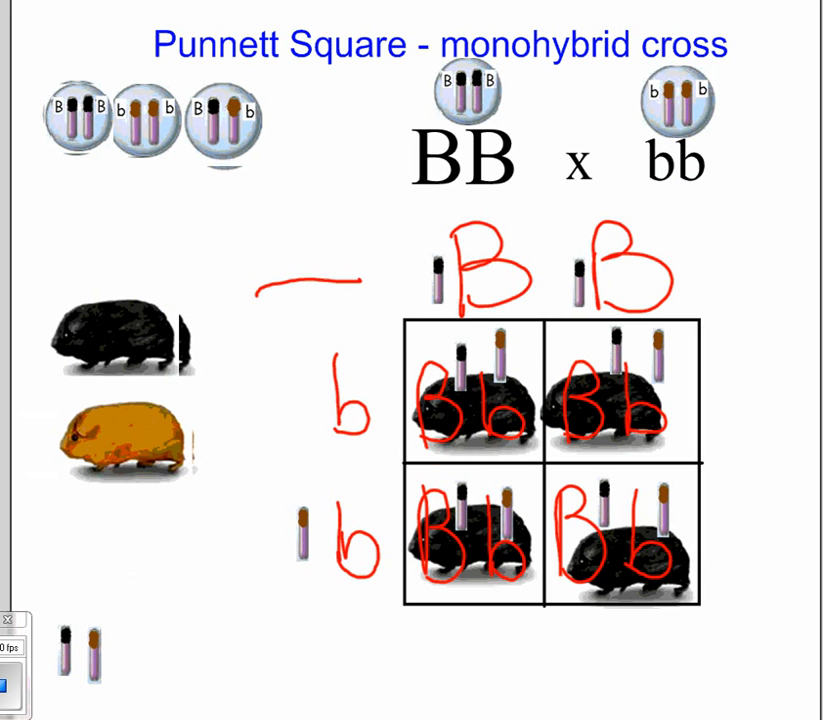So when we look here, we have a total of 4 possible outcomes. And how many would we possibly have that would end up with the genotype heterozygous, big B, little b? 4. So there's a 4 out of 4 chance that they are all going to be heterozygous. Or there is a 4 out of 4 chance that phenotype, they would all be black.